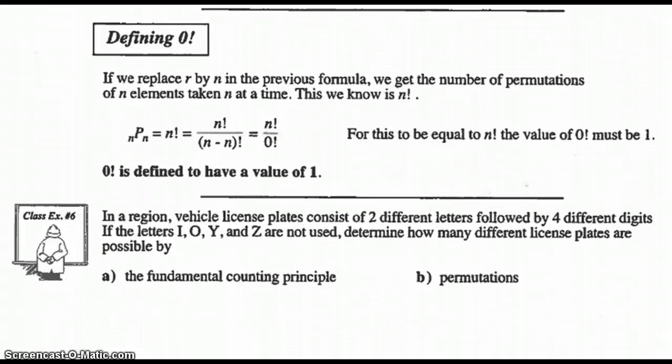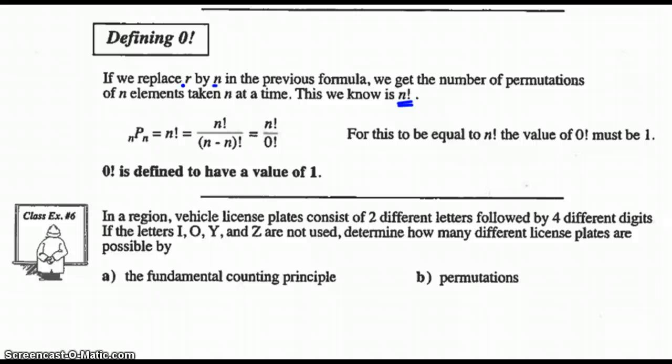Defining 0 factorial. We talked about this yesterday. Let's have a quick look at it then. If we replace R by N in the previous formula, we get the number of permutations of N elements taken N at a time. We know this is N factorial. If you take 8 elements all the time and arrange them, we just proved that that was 8 factorial.